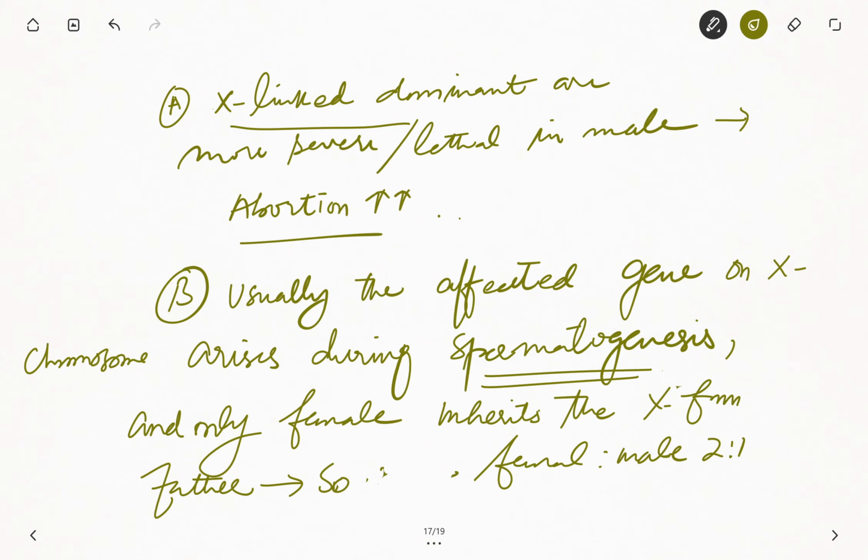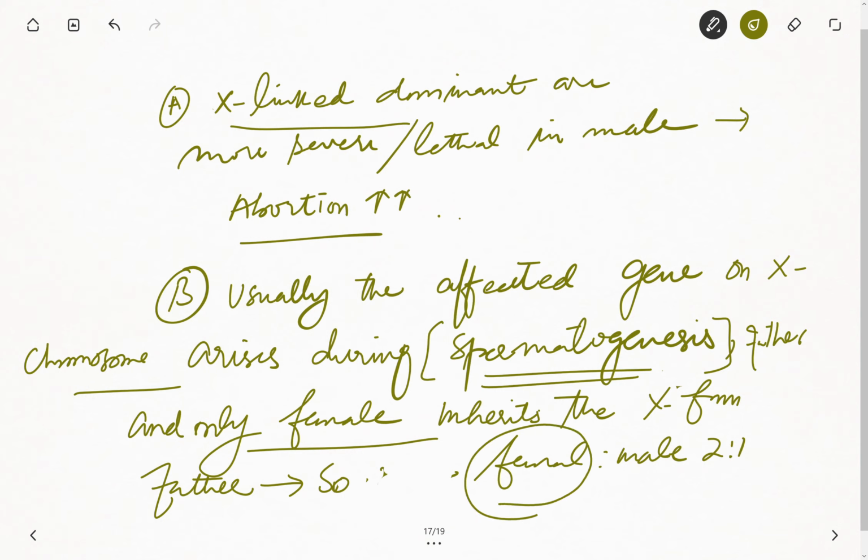Similarly, the affected gene on the X chromosome usually arises during spermatogenesis in the father of the offspring. We know that only females inherit the X from the father, so more females are affected, and usually the female to male ratio is 2:1.